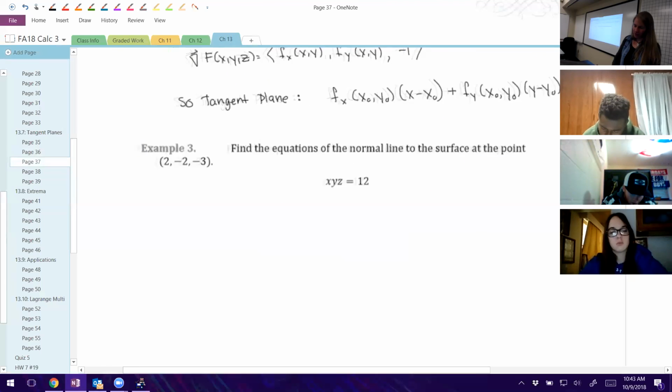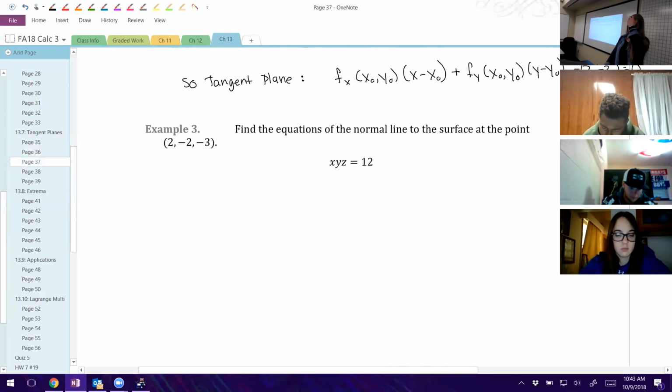All right, so back to where we were, page 37. Example 3 is a little different than what we looked at before. Find the equations of the normal line to the surface at the point. So we haven't really worked with normal lines up until this point. What does a normal line mean? Perpendicular. So we're talking about the line that's perpendicular to the surface at this point here, which has a lot to do with the tangent plane.